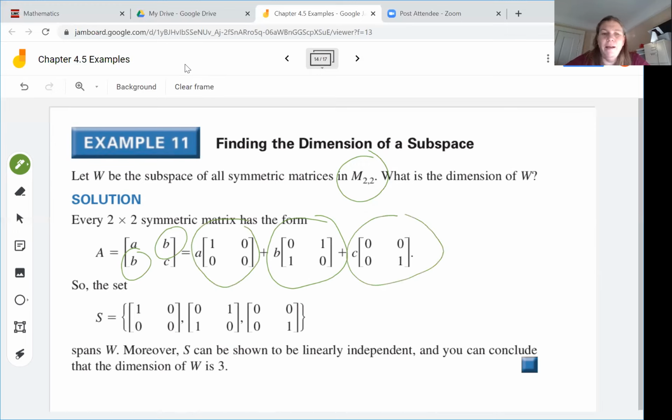So this set of these 3 2 by 2 matrices spans W because W is a subspace of symmetric matrices. Moreover, S can be shown to be linearly independent, and so you can conclude that the dimension of W is 3. So it is dimension 3 and not 4 because of this limitation that they are just symmetric matrices and they're a subspace.